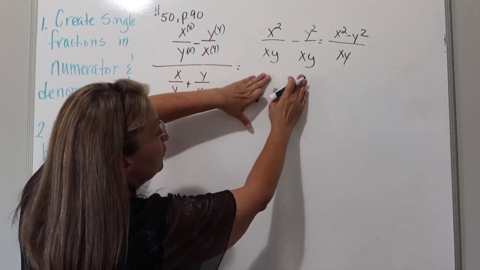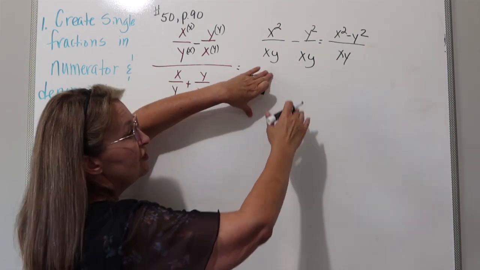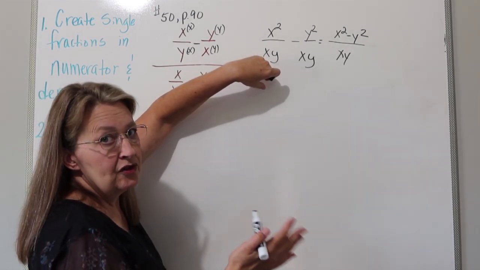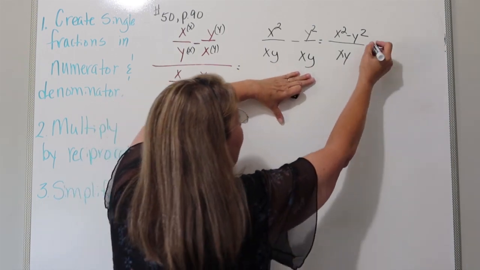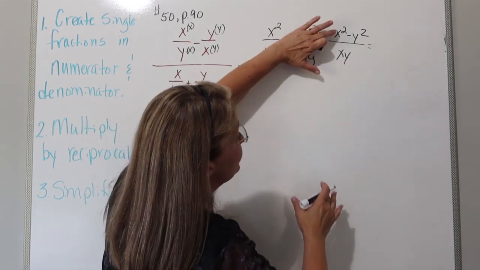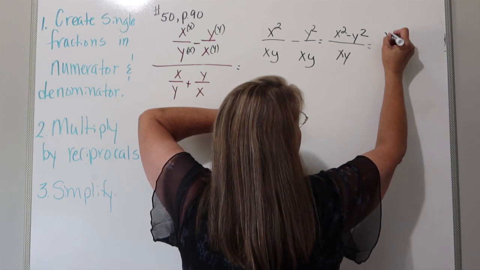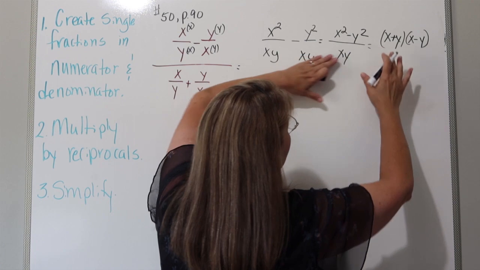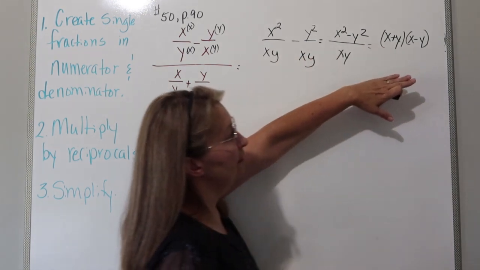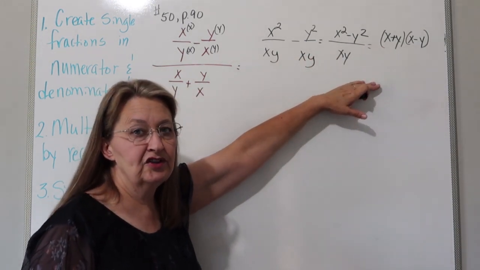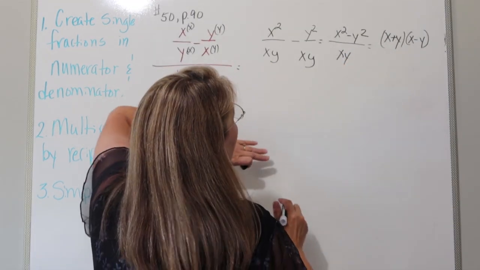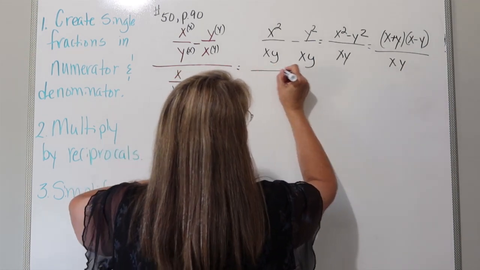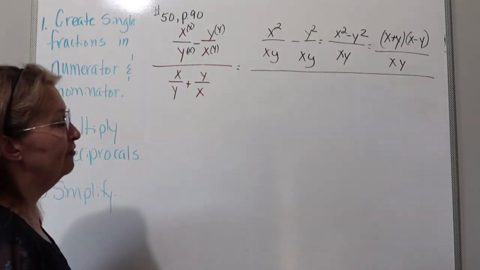When you combine the terms, the denominator doesn't change. It's just like 5/7 plus 1/7 is 6/7. Your denominator doesn't change. Okay, this can be factored because this is a difference of two squares. So I'm going to have x plus y times x minus y. If you're fuzzy on this, look back at the factoring polynomial section, difference of two squares. And the denominator will be xy. Okay, that takes care of the whole top part of my fraction.